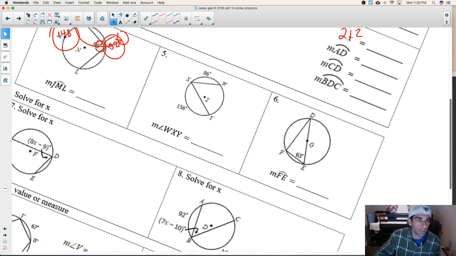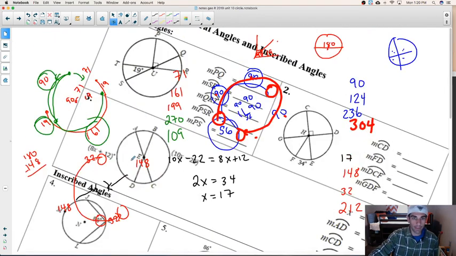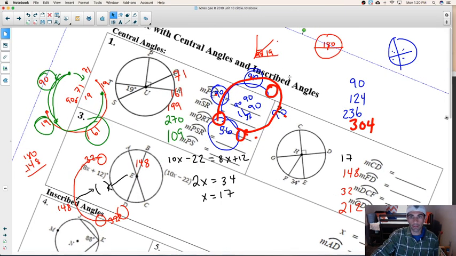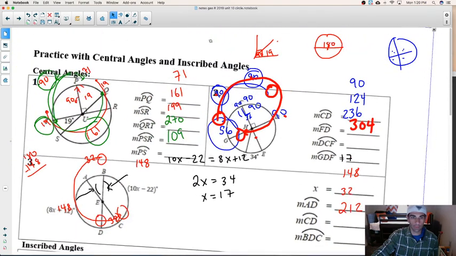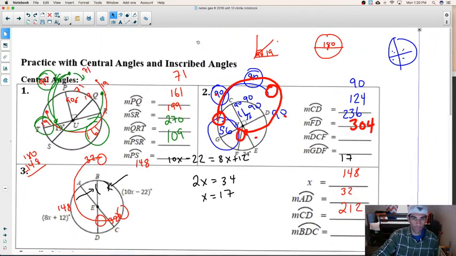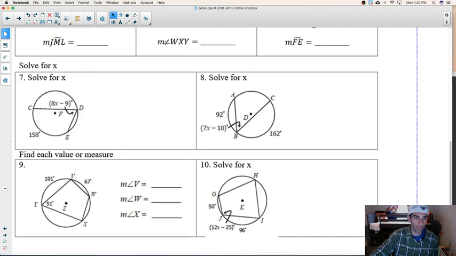Oh, boy. Oh, now I really messed up. I don't know how I did that. Let's try to recover. Can't undo it. Now I'm all over the place. There it is. All right, back to my inscribed.